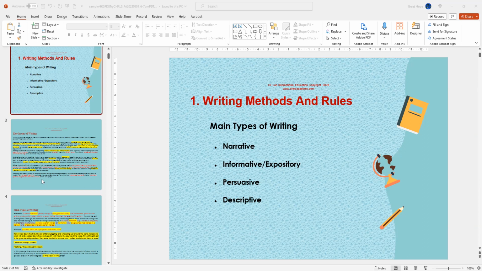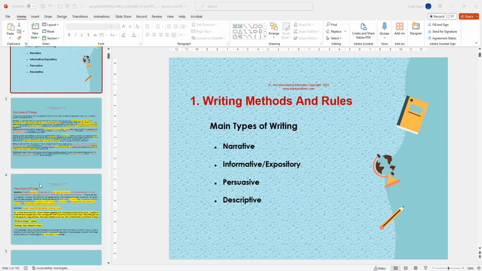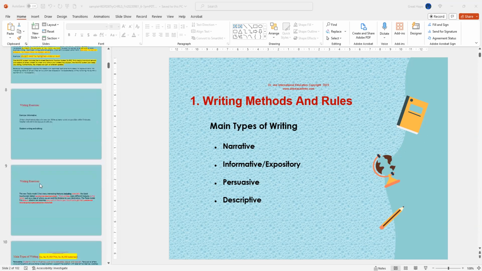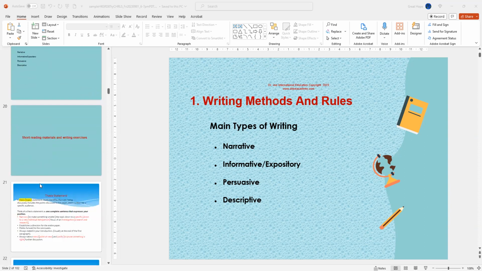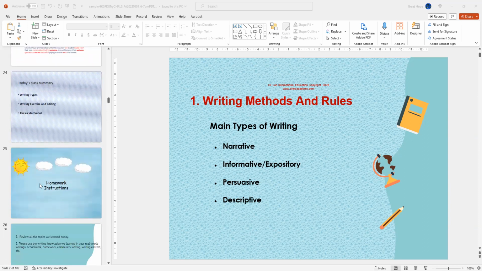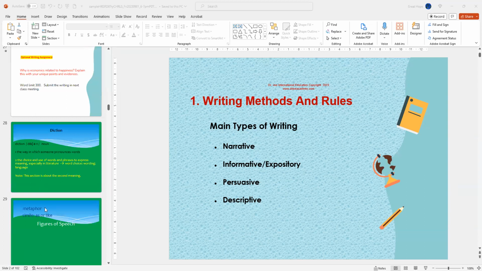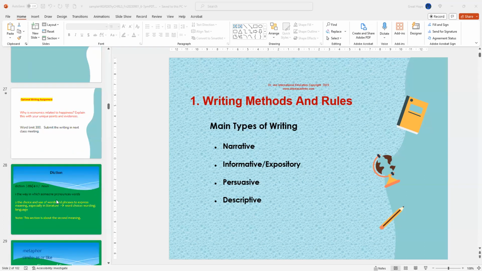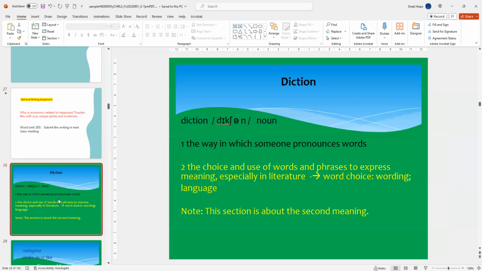Today we're going to have some exercises about writing, and then we're going to have some interesting topics about words, and also so-called diction. So let's start with diction. We're going to extend for 12 or 13 minutes here. So first thing we're going to talk about is diction.